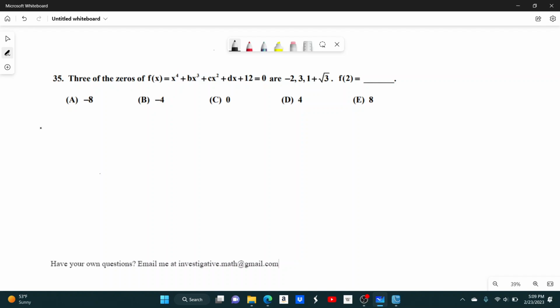For example, let's say that our roots were just 1, 2, and 3. Then our polynomial would be (x - 1)(x - 2)(x - 3), because plugging in any one of these three numbers would result in this being 0. So we just have to find whatever the fourth root is.